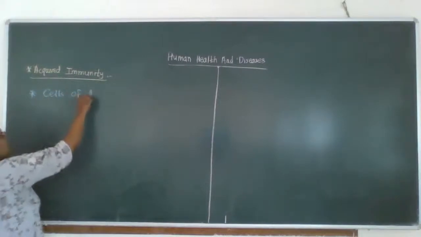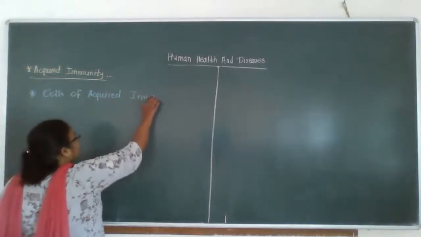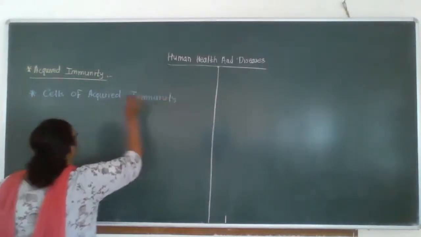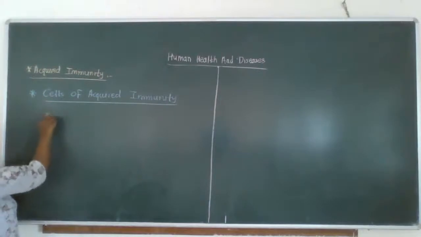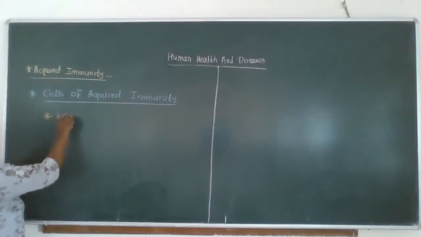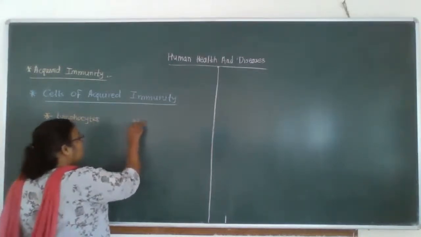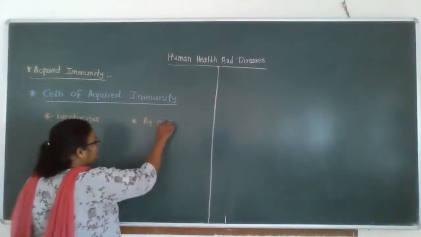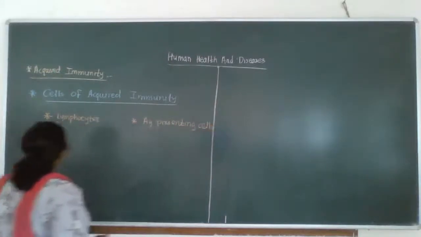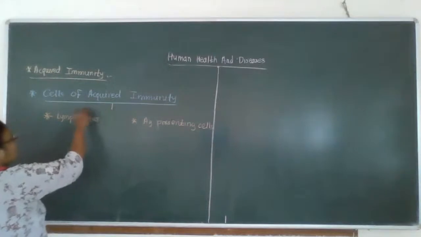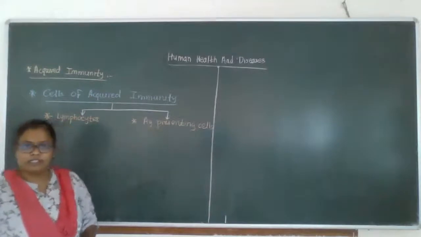Cells of acquired immunity. So there are majorly two cells. The first one is lymphocytes, and the second one is antigen presenting cells. These are the two major cells which are especially the cells of acquired immunity. The first one is a lymphocyte, another one is antigen presenting cells.